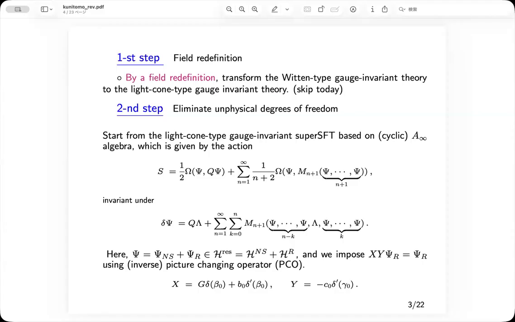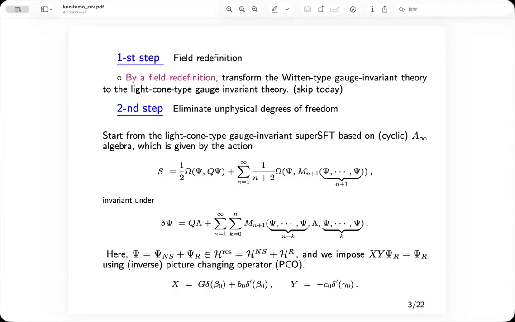Okay, so we start from the light cone type gauge invariant superstring field theory based on the cyclic A infinity algebra. The action is given by this form. This form appeared several times in this workshop. This is invariant under this form of gauge transformation. Here, psi is a superstring field which has two components, the Neveu-Schwarz component and the Ramond component, and it is valued in the first quantized Hilbert space.